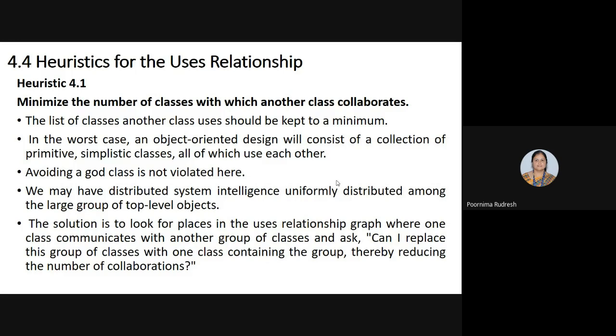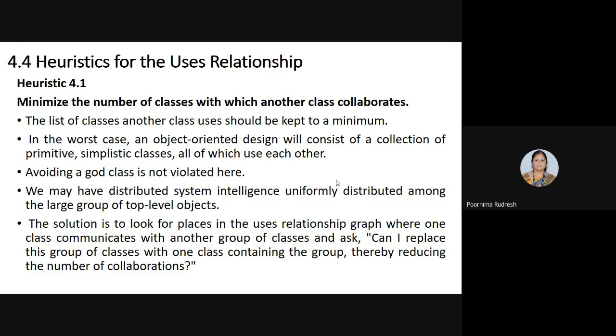You know what a god class problem is and when it arises. In the previous chapter, you studied the heuristic for that, right? That is not violated here. When we use heuristic 4.1, the god class problem heuristic is not violated. But we may have system intelligence uniformly distributed among a large group of top-level objects, and then we look for solutions.